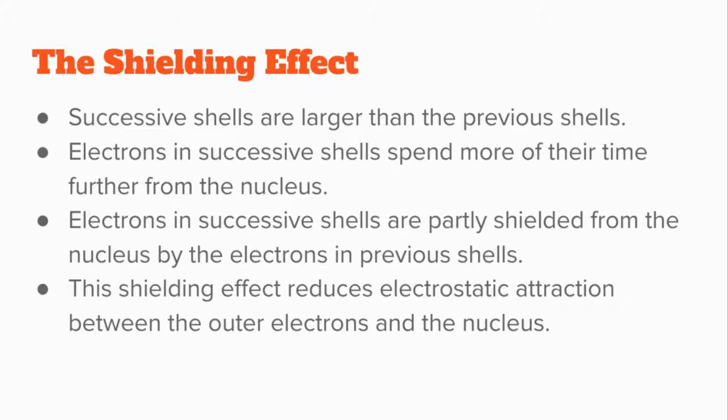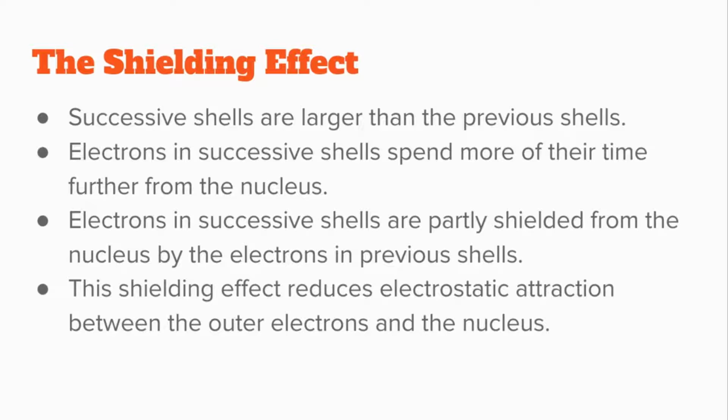In general, we know that the higher the energy level, the larger it is, right? The smaller energy levels are closer to the nucleus, and the larger ones are further away. So the electrons in those higher energy levels will spend most of their time further away from the nucleus than those electrons in the smaller energy levels. We know that electrons are all negative, right? And we know that two negative charges repel each other.